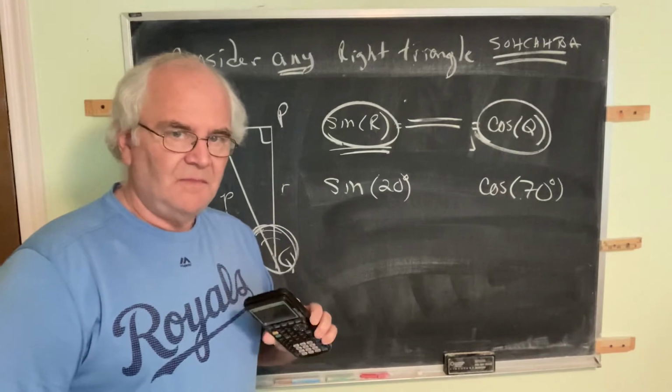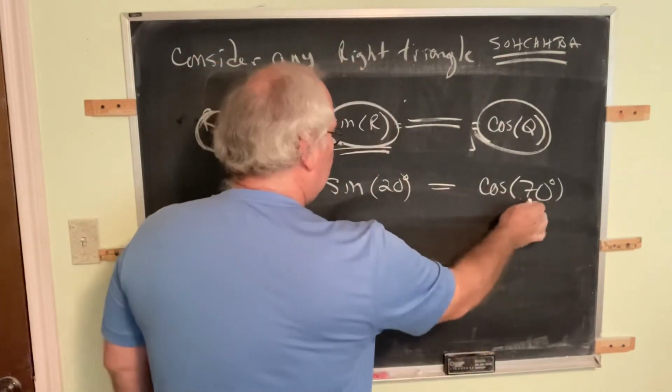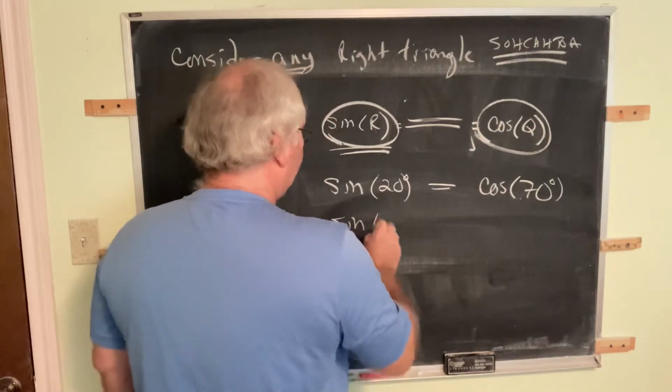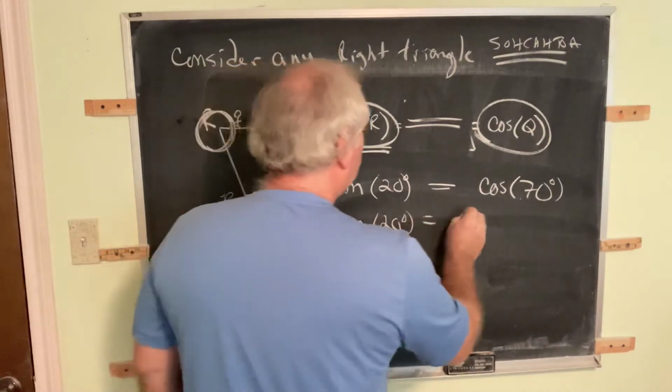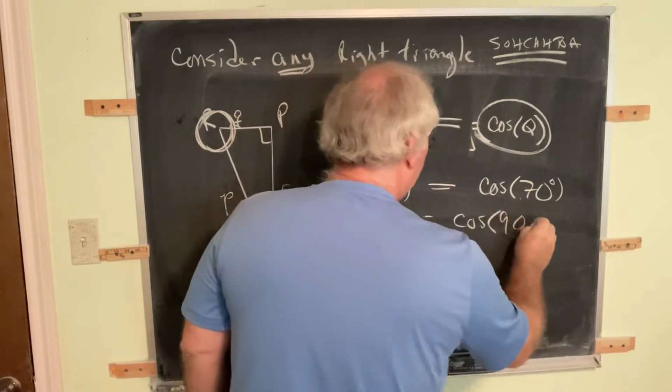So they are equal. Now, again, where did the 70 come from? That was 90 minus 20.